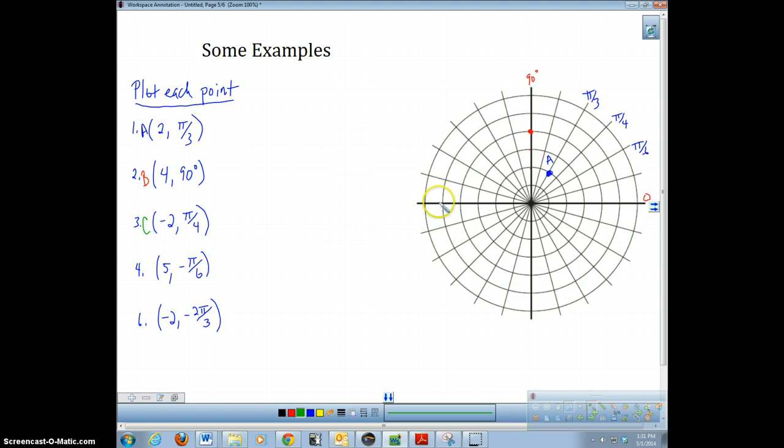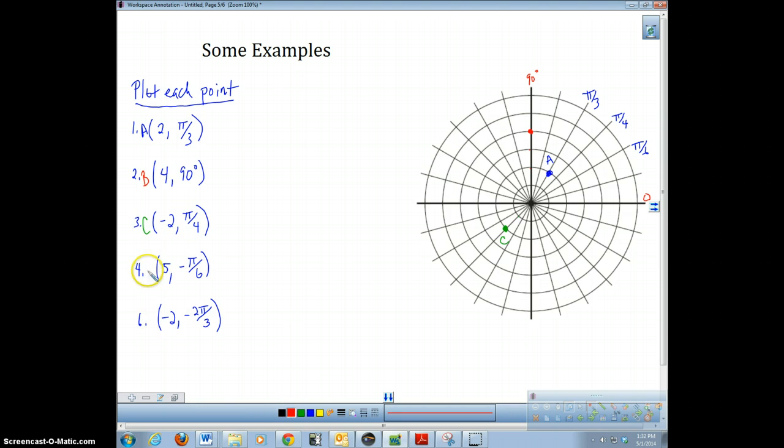Let's call this one C. Pi over 4, and out negative 2. So what happens if we're going to go out negative 2 units? Think about it for a second. Yeah, going out negative 2 means we're not going to go out 2 this way, we're going to go backwards. So we just follow this line here. We're going to go back 1, 2 units, and this would be point C. So again, we're going to go to pi over 4 and then go back 2 radians, 2 circles.